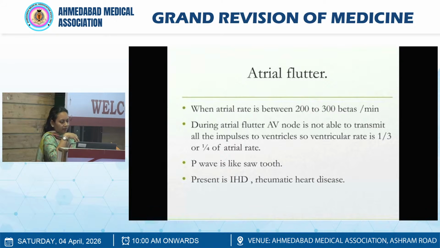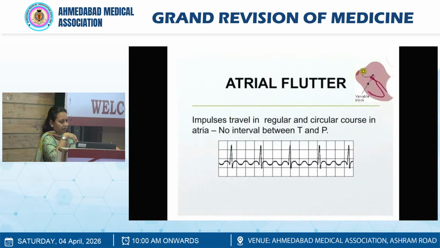Here P wave is like sawtooth. Impulses travel in a regular and circular course in the atria and it does not get transmitted to the ventricles. So there is no interval between T and P. Here all the QRS complexes are on their own.